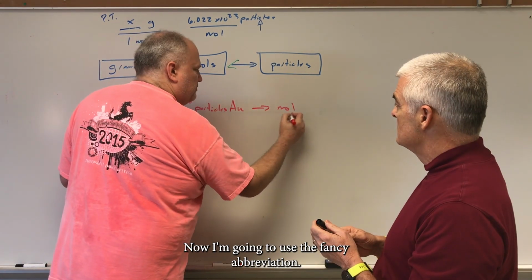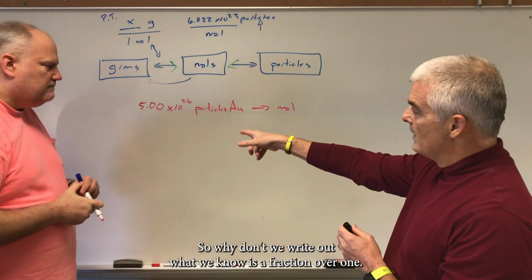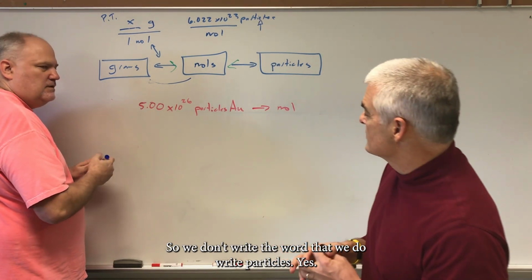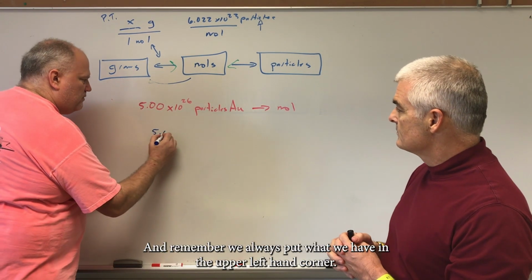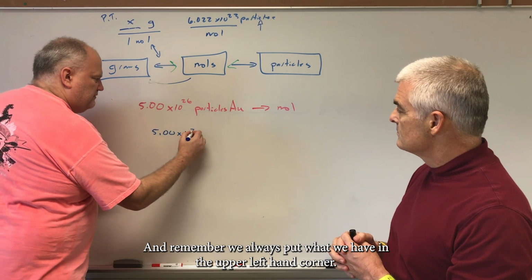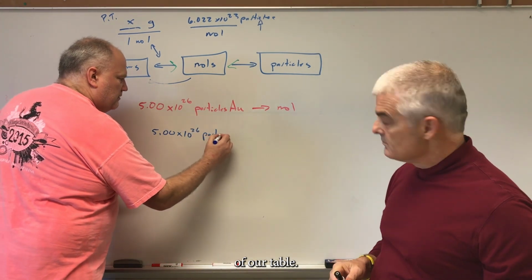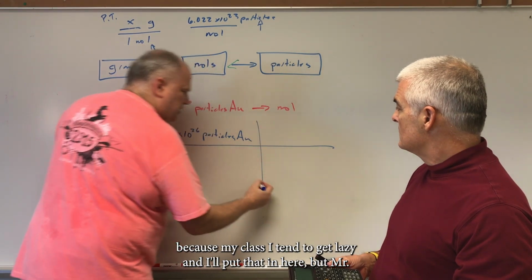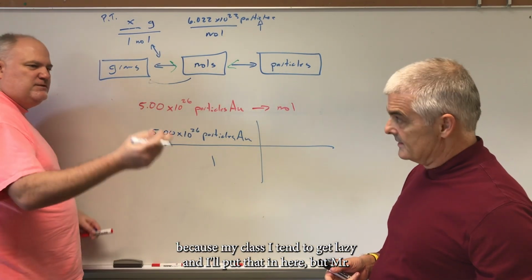Now, I'm going to use the fancy abbreviation where we don't put an E on the end. So why don't we write out what we know as a fraction over 1? We do write particles, I guess. So we're going to start off in our train tracks, and remember, we always put what we have in the upper left-hand corner of our table. And we'll put the 1 down below because in my class I tend to get lazy and not put that in here, but Mr. Bergman likes doing that.